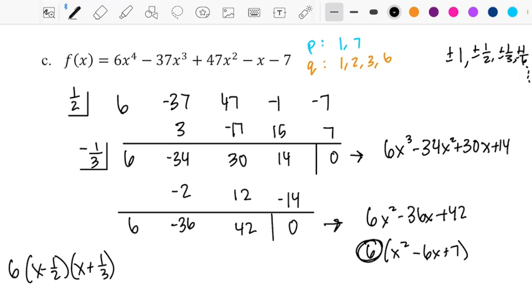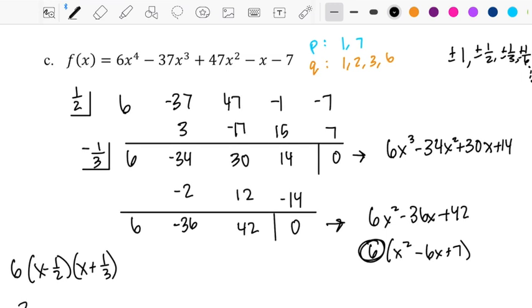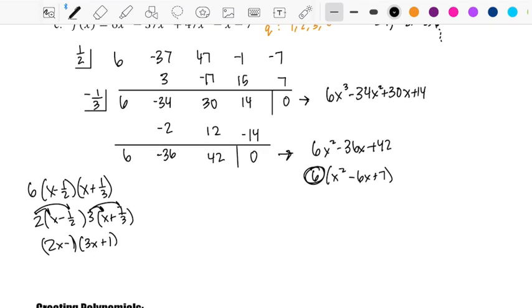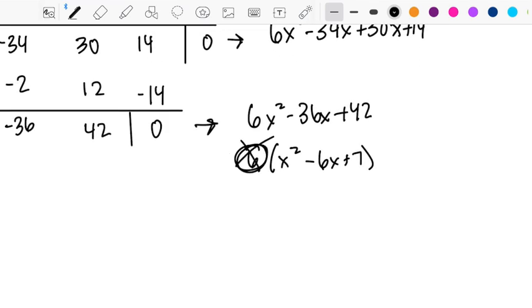And in fact, what we're going to do with that 6 is we're going to split it into a 2 and a 3. And then the 2 goes to the one with the half, and the 3 goes to the one with the 1/3. That's how we get rid of those fractions. So we're going to go ahead and distribute that in right now. And distribute that in. So we've got 2x minus 1 and 3x plus 1 as 2 of our factors. Now we can just deal with this x squared minus 6x plus 7.